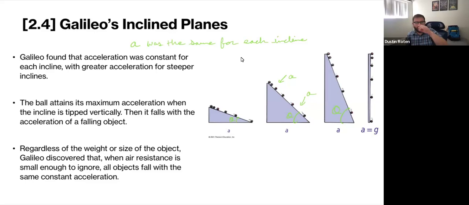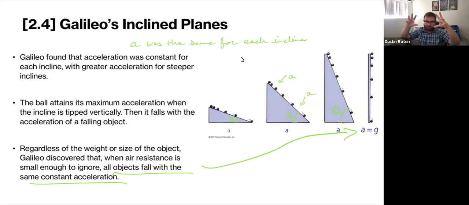Regardless of the weight or size of the object, Galileo discovered that if you could ignore air resistance, all objects pretty much fall with the same constant acceleration. And what we're talking about is that free fall gravitation from the Earth's mass. If you drop things and you could ignore air resistance, everything's going to fall with that same acceleration of g.